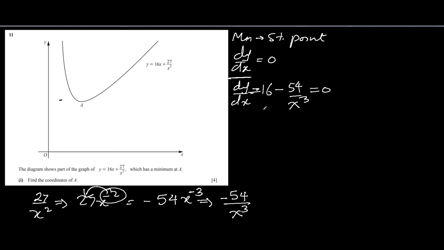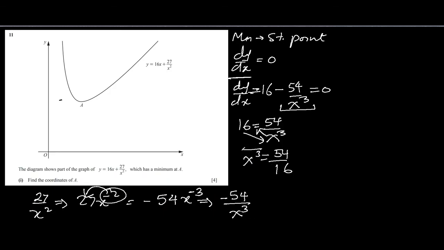Very good. So let's transfer this term to the right side. So 16 equal to 54 over x cubed, right? And now cross multiply, x cubed will go there, becomes a numerator. 16 comes here, becomes a denominator. So x cubed equal to 54 over 16.